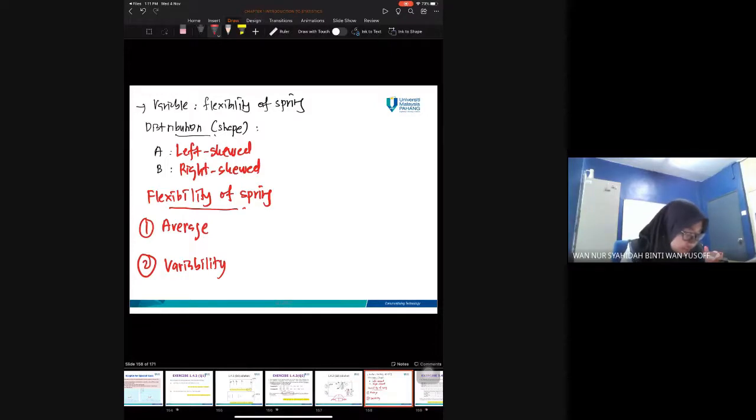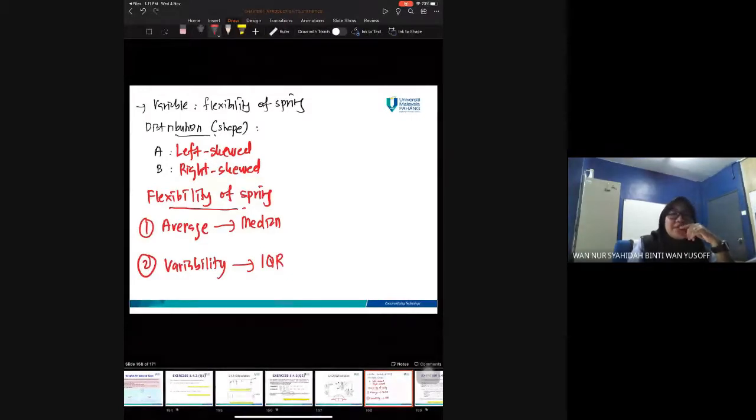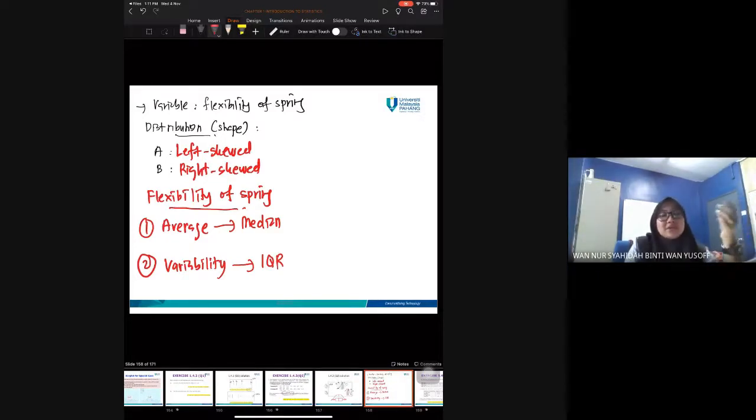That's why for the box plot, for the average we always use the median, not the mean. And for the variability we always use the IQR. If you go through the notes, we have a statement that if your data is skewed, then we use median and IQR. If your data is symmetric, we use mean and variance.